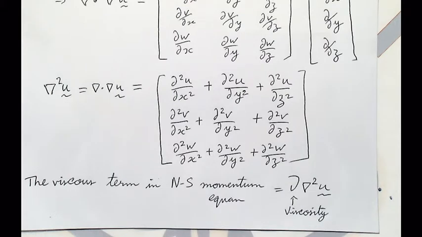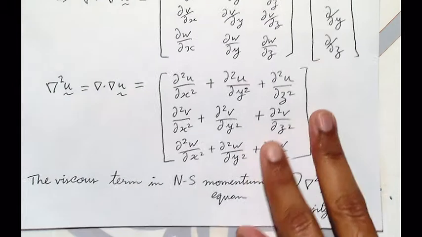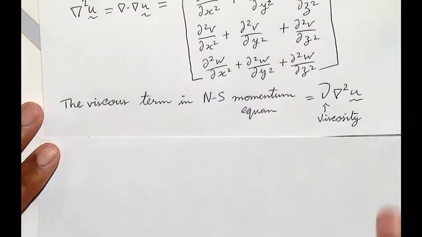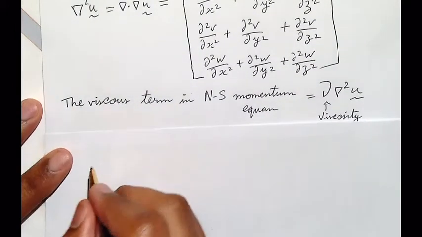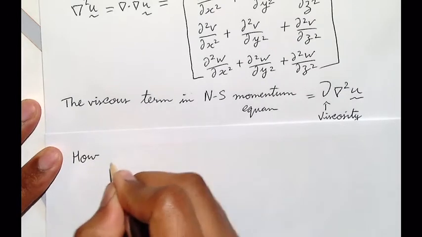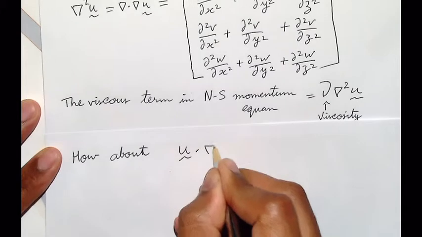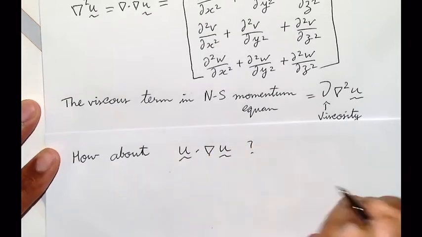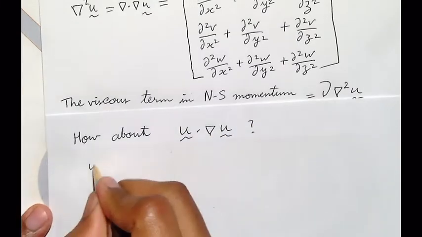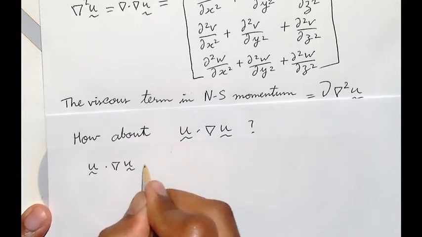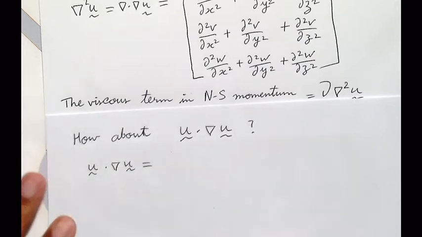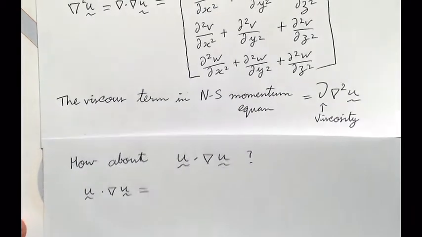Fine. Now let's do one more. How about this one? U dot nabla u. Okay, I'm not going to write anything by myself. You will tell me what to write. So, tell me.